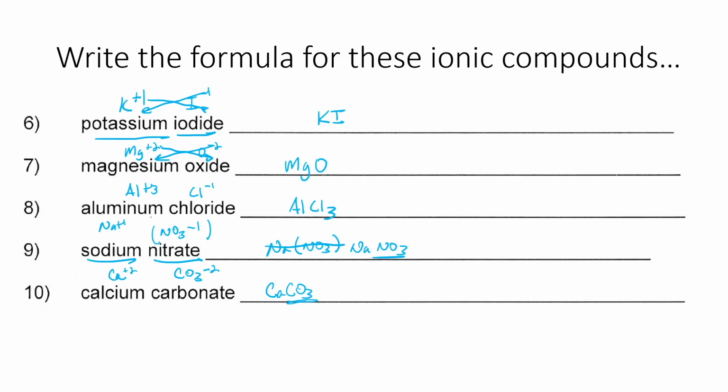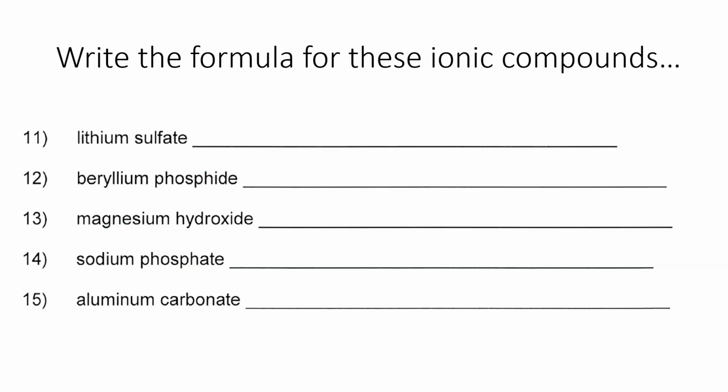Okay, so let's keep going here. Let's write the formulas for these. Lithium, again, is in group 1, so that's going to be a +1 charge. Oh, sorry, not +2, +1 charge. Sulfate is SO4, and SO4 has a 2 minus charge to be exact.